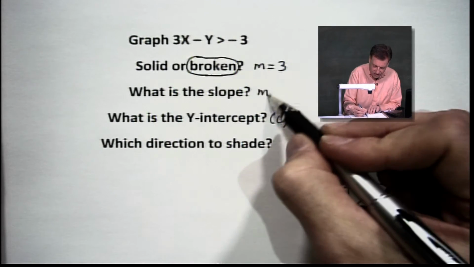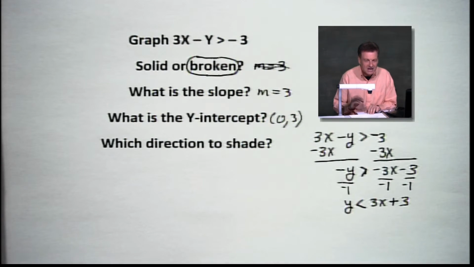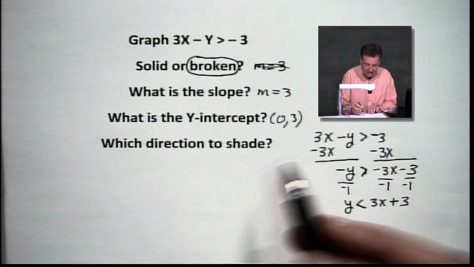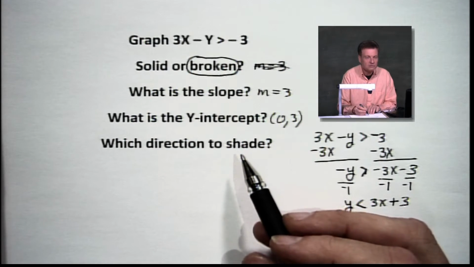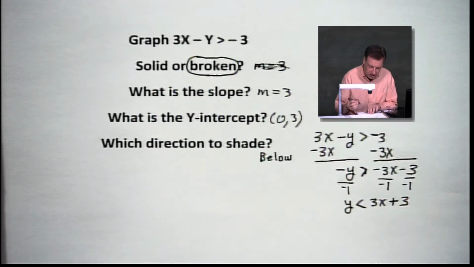Not to get you confused, that slope does go along with the problem there. We'll move right down there. Which direction will we shade? Less than usually tells us we're going to shade below. We're going to be shading below. So looks like that's going to be our direction. We're going to be below that line.